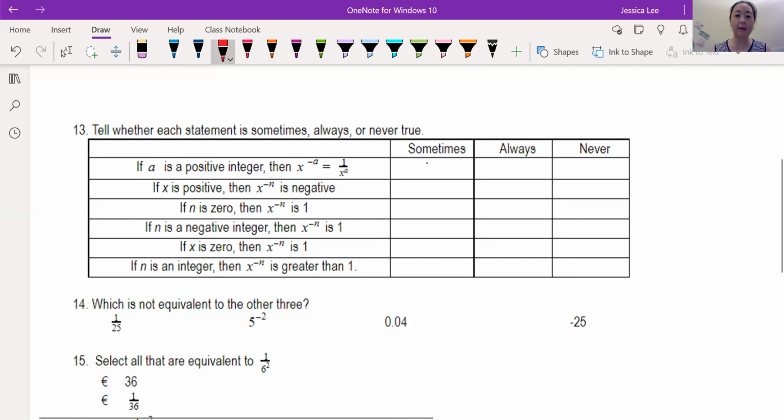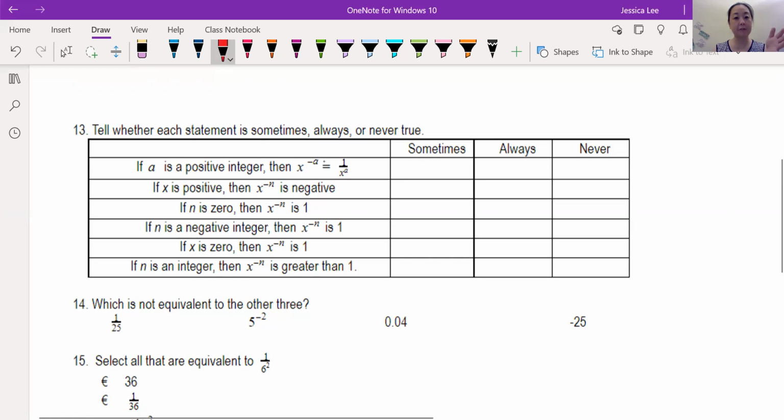So we're gonna say whether it's sometimes true, always true, or never true, okay? And so if a is a positive integer, so an integer like 1, 2, 3, 4, 5, it would not be like 0.5 because 0.5 is not an integer, right? Integer is like a whole number, so it's basically a whole number in this case, because we could have negative integers, but it's asking for positive integers. So those are the ones. So here we go. So then x to the negative a is equal to 1 over x to the a.